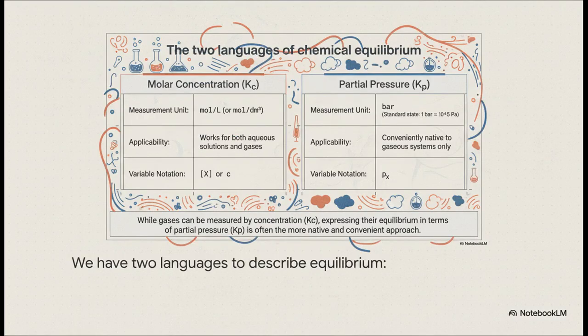So this brings us to those two languages we use to measure this balance. The first one is Kc, which describes the balance using molar concentration, which is basically how many moles of something are packed into a liter. It's super versatile. It works for dissolved solutions and for gases. The second language is Kp, and this one is only for gases. It measures the balance in terms of the partial pressure that each gas is exerting, so two different ways of looking at the very same state of equilibrium.